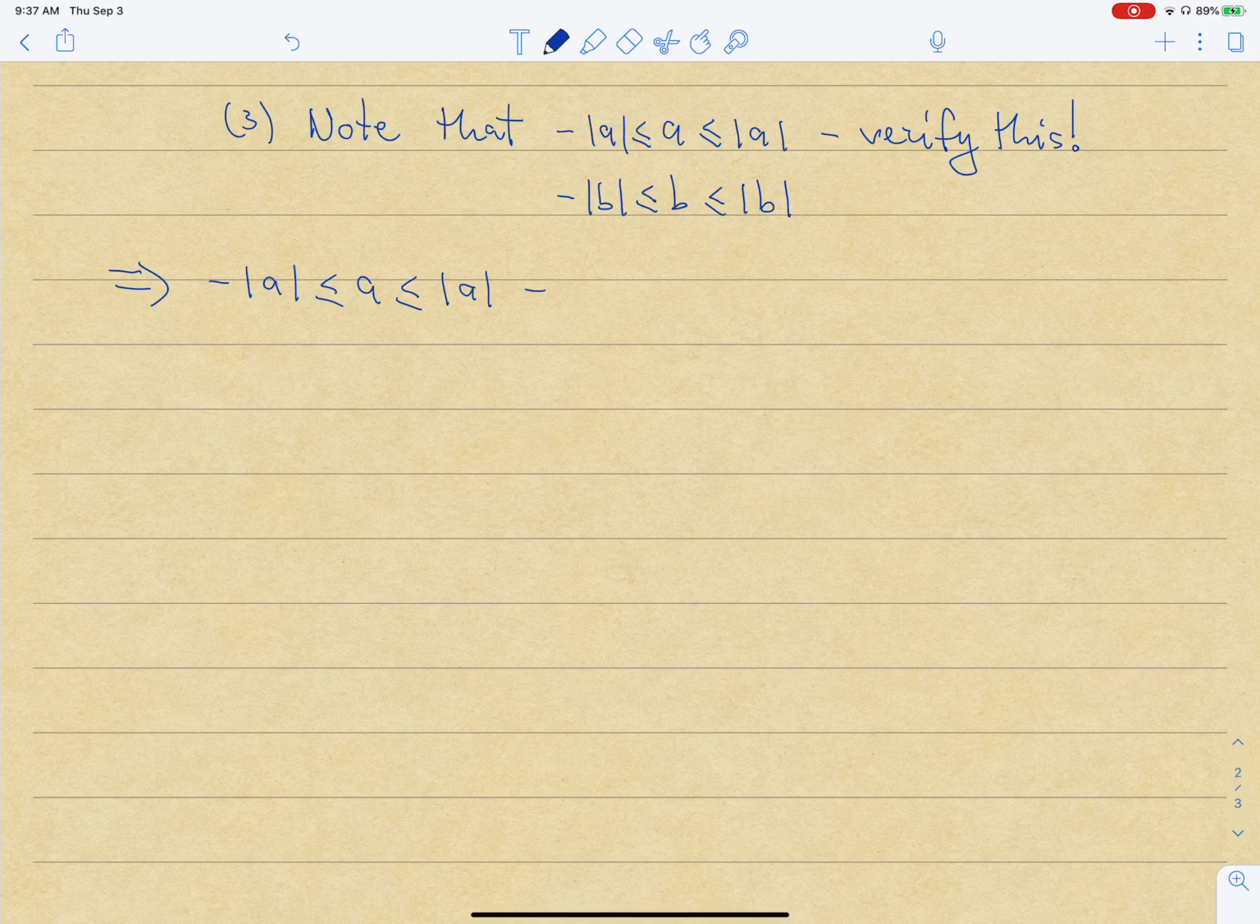I want to add B to all sides of this inequality. And this will give me minus absolute value of A plus B, less or equal than A plus B, less or equal than absolute value of A plus B, right? So that's one thing that we have. But then we know a couple of other things.